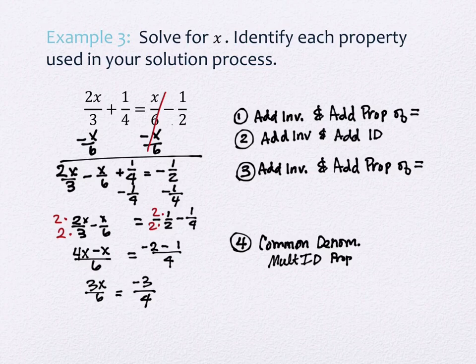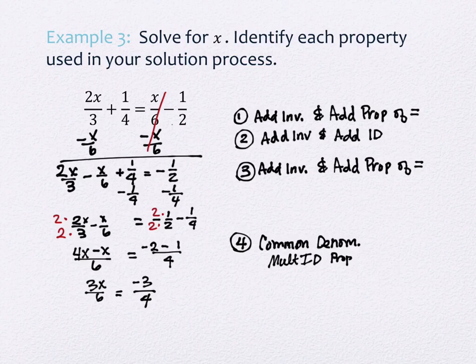You have a couple of different options at this point. What would you do next? Simplify the 3 over 6. That's a good next step. Certainly doesn't have to be done, but it'll make things smaller. And I'm a fan of making things smaller. So I think that's a good plan.